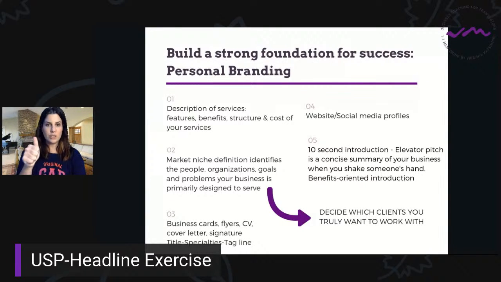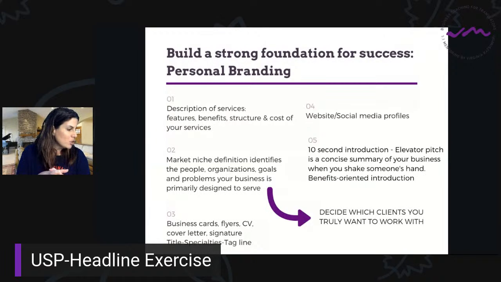So without SMART goals, the way that we discussed on Monday, without a clear idea of your ideal client avatar and your target market, and without personal branding, it's very, very, very difficult to get into the direct clients market and actually get clients.